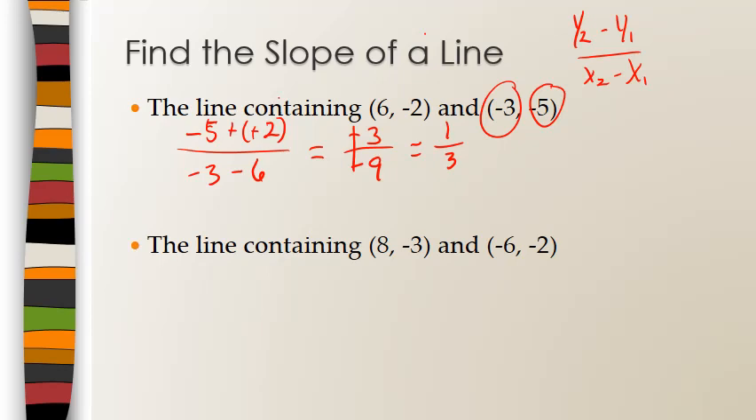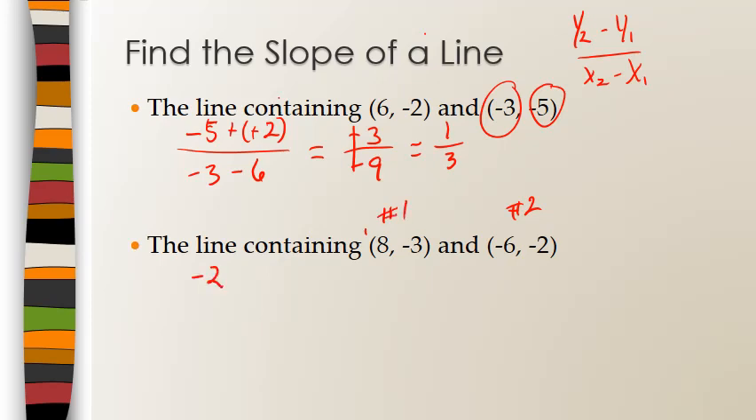All right, let's see. The line contains (8, -3) and (-6, -2). Well, I'm just going to do the same thing. y2 minus y1 over x2 minus x1. I'm going to label these as my number 2s. I'm going to label these as my number 1s.